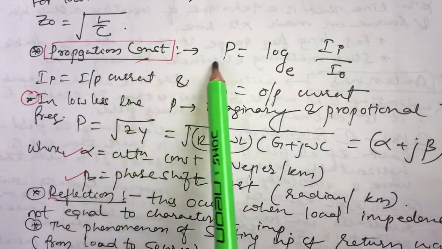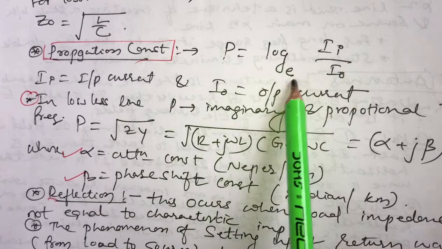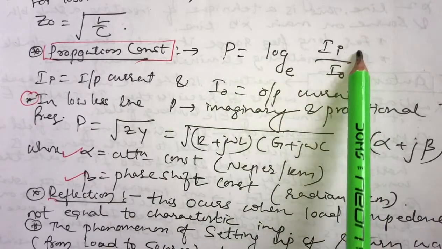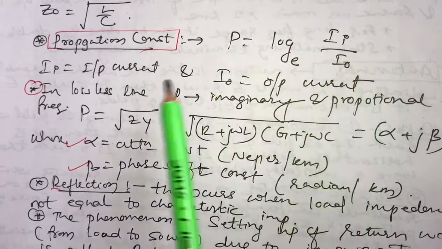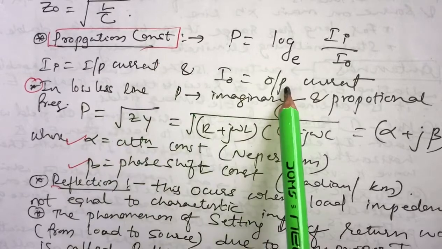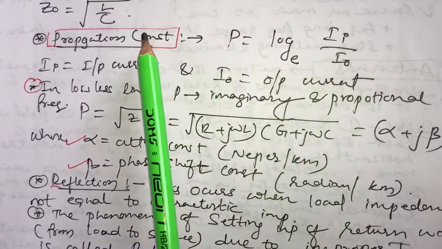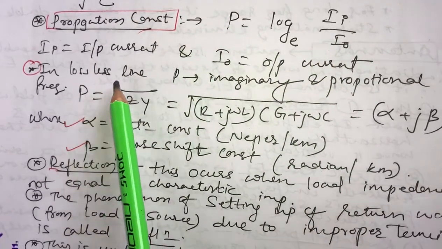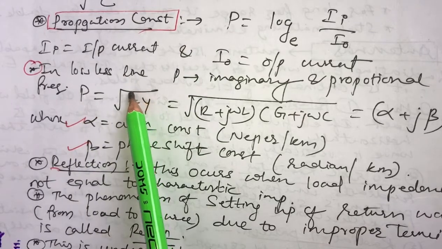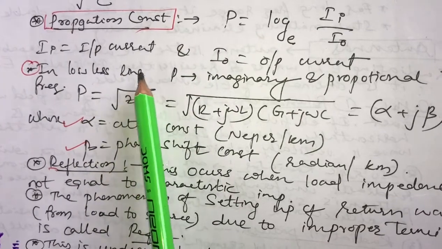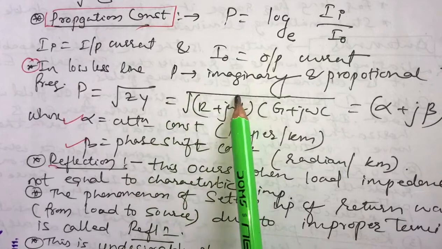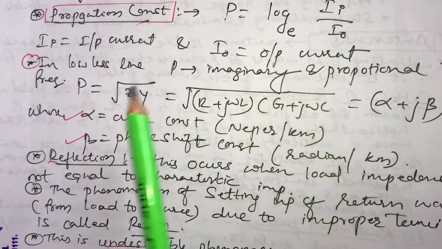Next, propagation constant P is equal to log to the base e of I0 by Ii, that is, input by output. Ii is the input current, I0 is the output current. This ratio is called the propagation constant. Next, in case of lossless lines, that is, when there are no losses, it is an ideal condition. Then P is imaginary and it is proportional to the frequency.